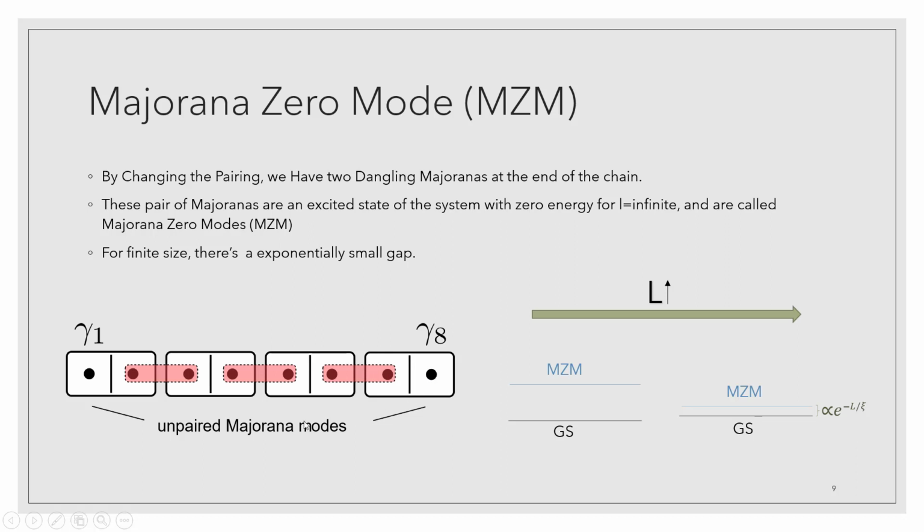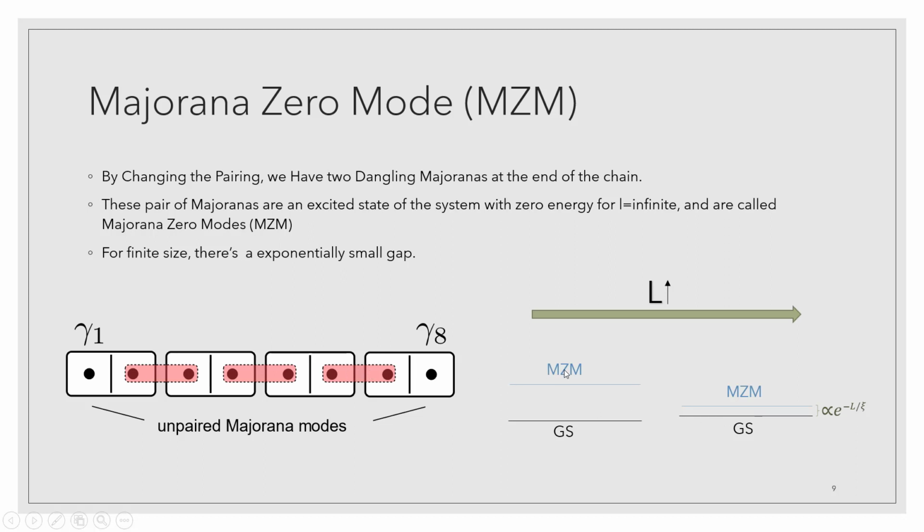So what Kitaev argues is that by changing the parameters of our system, you will end up with this excited state called Majorana zero modes for a finite size of your system. And as you increase the size of your system, this state actually goes down and down and down and approaches the ground state.